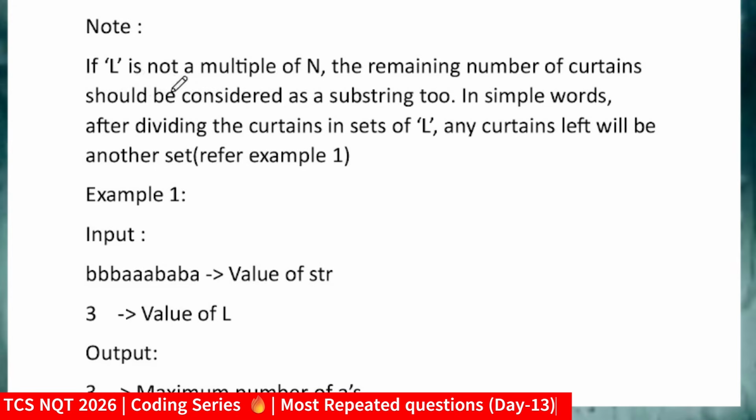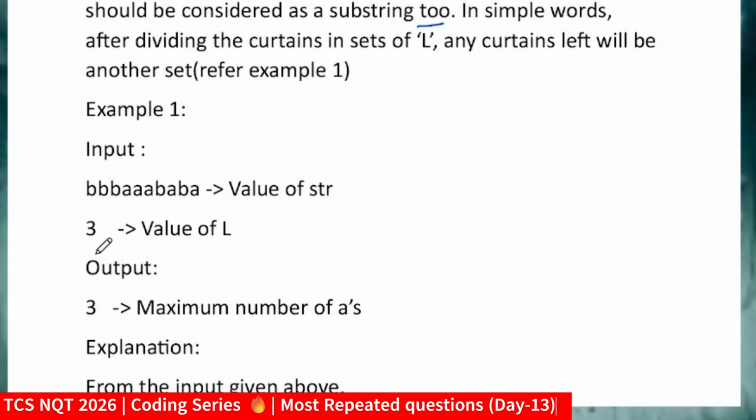They have clearly mentioned that if n is not a multiple of L, the remaining curtains should be considered as a substring too. What they're saying is that if it is not a multiple, and suppose you are taking the value as 3 and the length is not a multiple of it, then what will you do? The remaining curtains should be considered as a substring. In simple words, after dividing the curtains into sets of L, any curtains left will form another set. Suppose here L equals 3. If there is more than that, then whatever is left will be considered in another set, not in the same set. When I give you the complete explanation with an example, you will get clarity.